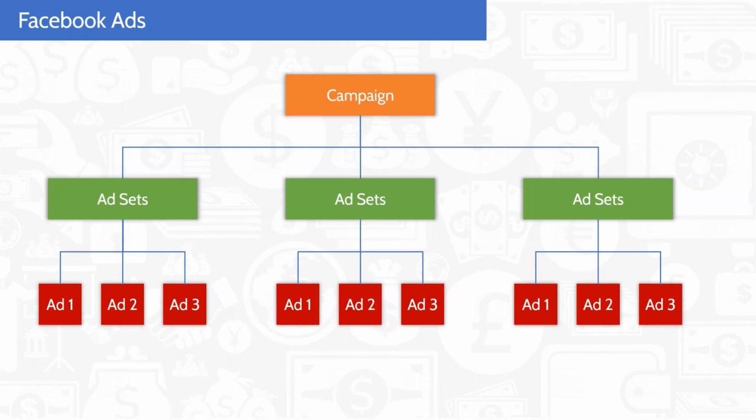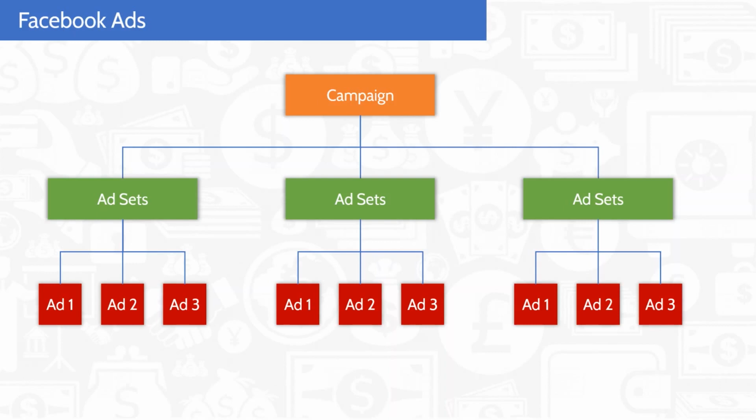The campaign is where you tell Facebook exactly what you're trying to do with your advert. Then the ad set is where you tell Facebook who you want to target with your advert. And then the ad itself is self-explanatory. That's the advert. So this is how a typical Facebook ad setup might look.